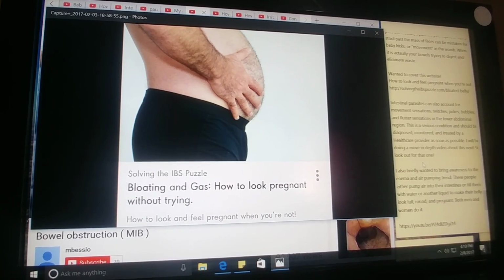Intestinal parasites can also account for movement sensation, twitches, pokes, bubbles, and flutter sensations in the lower abdominal region. This is a serious condition and should be diagnosed, monitored, and treated by a healthcare provider as soon as possible. And I will be doing a more in-depth video about this next, so look out for that one.